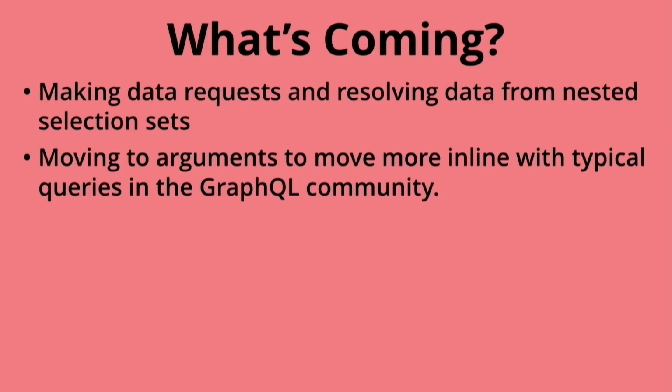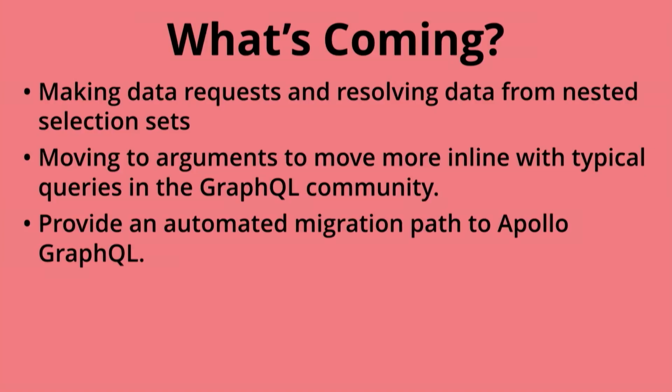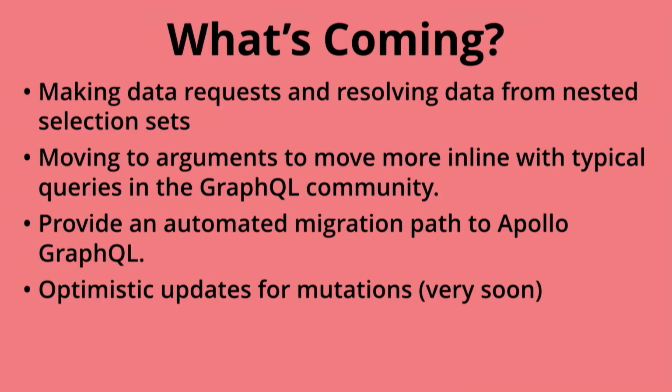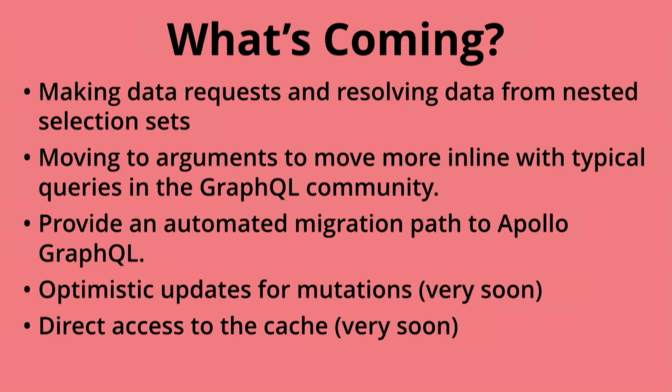I think I found a way to move to arguments, which would be both more in line with Apollo and other GraphQL implementations and allow an easier transition, like probably a one-line CLI change if you actually have a schema in this world. Provide the automated migration path, even though I told you not to use it. I guess this is just for me to do for fun to see if I can. And optimistic updates, like I said, that's coming very soon. It's just waiting on a merge and direct access to the cache.